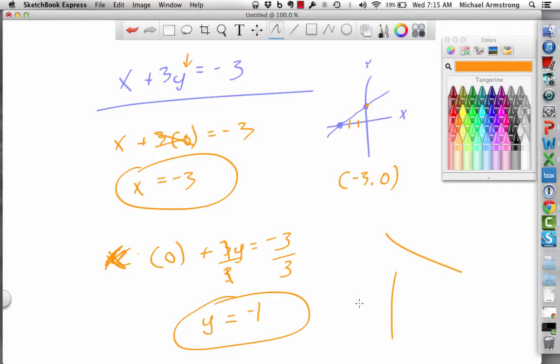And if I wanted to, I could just go, well, x is negative 3. That's 1, 2, 3 in the negative direction. Put a little point there. And y is negative 1. And then, again, use my line tool to draw the line that goes through those 2 points. You'll notice it's not 100% accurate.